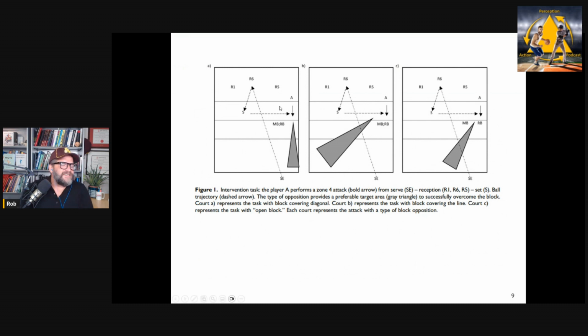If we want to work on developing the skill of attacking, we can't just play a game and have everything completely open and have every possible option and alternative available. We want to somehow constrain it. We want to somehow make it easier for the learner, right? So I think this is a great example.